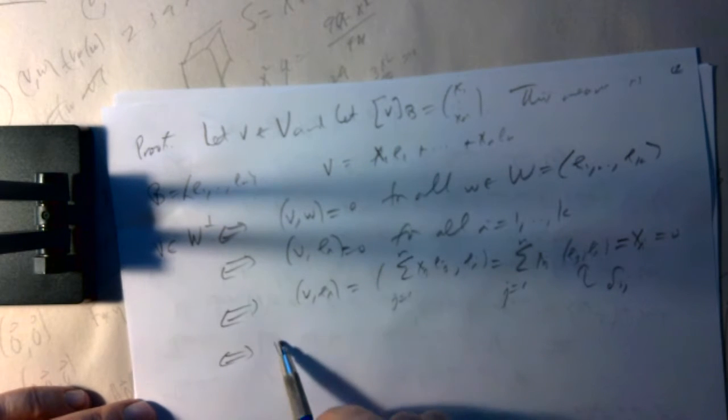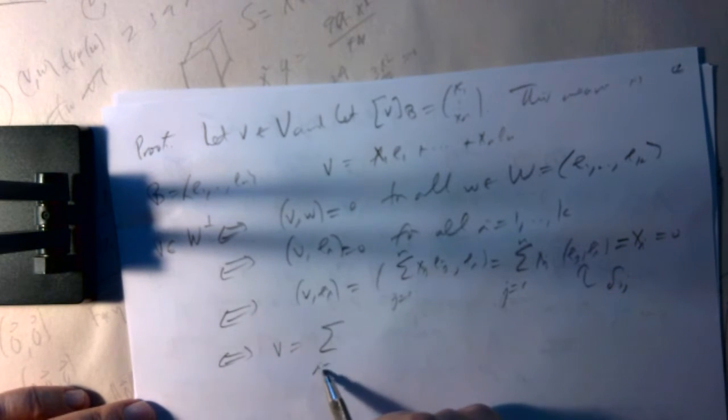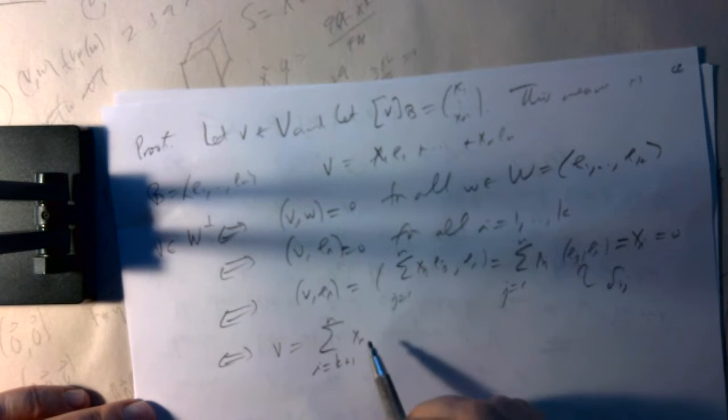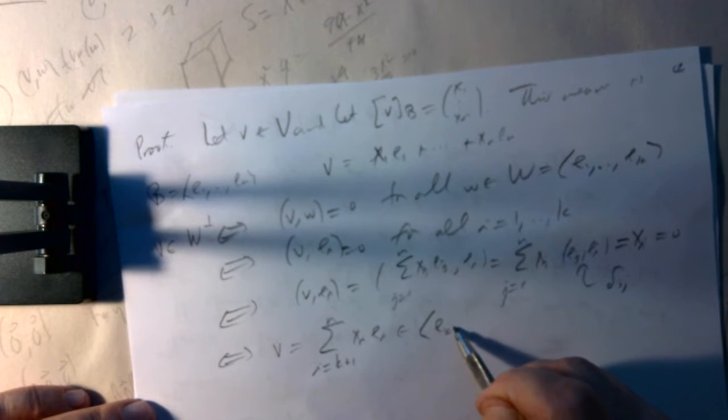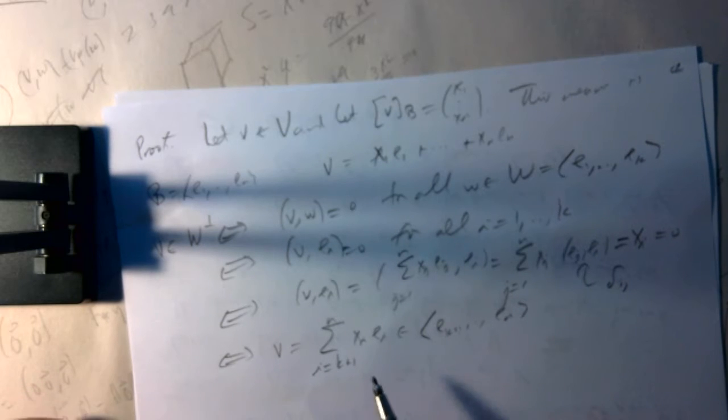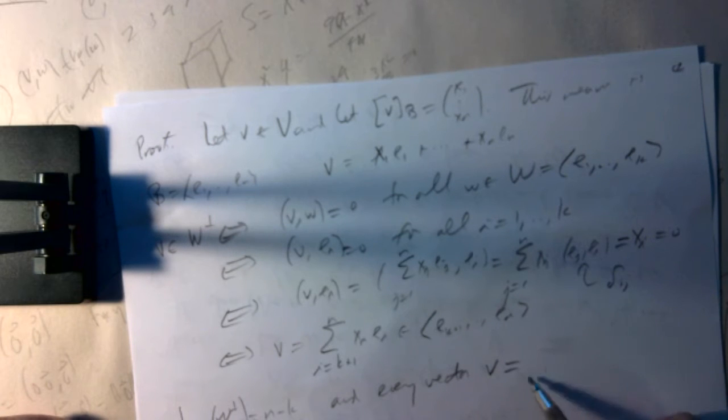So if and only if v is a vector of the form summation, i goes from k plus 1 up to n, xi ei. So if v is in W perp, then v is a linear combination of ek plus 1 up to en. So the dimension of W perp is n minus k. And in fact, every vector v can be written uniquely in the form, let's say w plus w prime, where w is in W and w prime is in W perp. So that really is a very nice result.